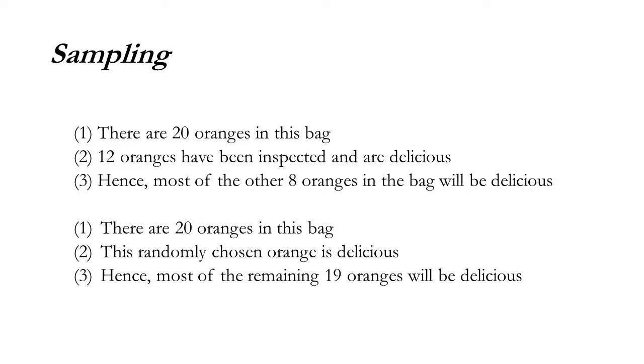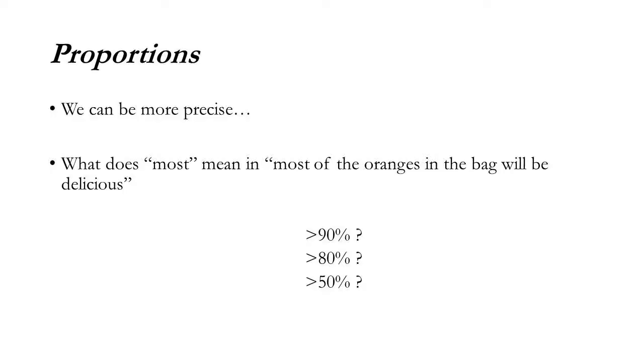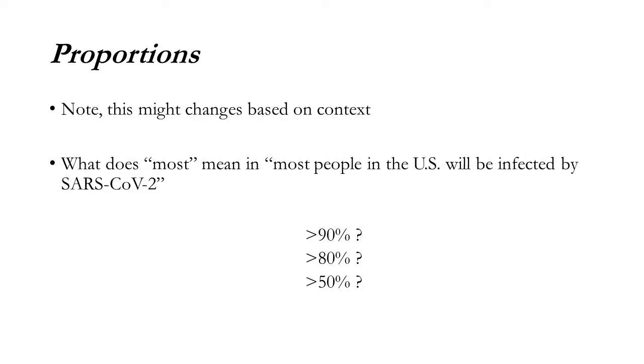This is the sort of reasoning we work with all day, every day, most of the time, as a matter of fact. Now, we think about proportions, and we can make this precise. So, think about what "most" means in "most of the oranges in the bag will be delicious." I suspect this is going to be contextual, right? If you get oranges from a place that traditionally has bad oranges, maybe you want to adjust your data or your percentage here, or your proportion.